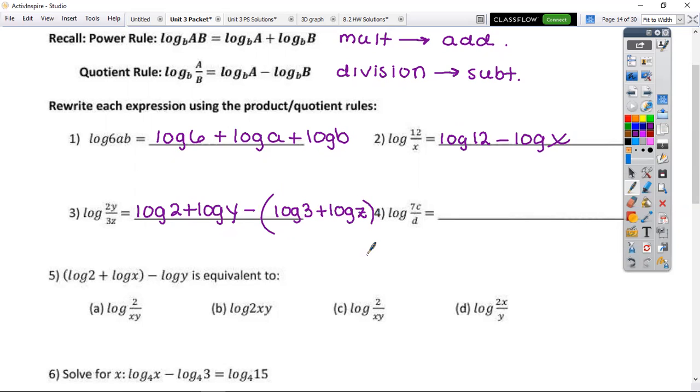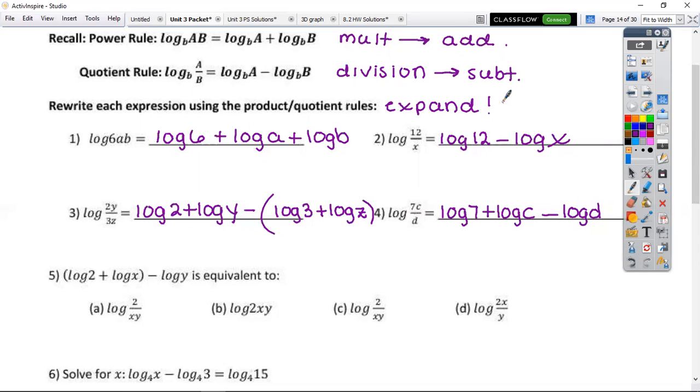So 4, same idea. I'm going to take my product and break it into a sum. So log of 7 plus the log of c minus the log of d. And there are no parentheses necessary because it's just a d. If you want to put them, you can, it's just not required. So this process right here is what we refer to as expanding using your properties.